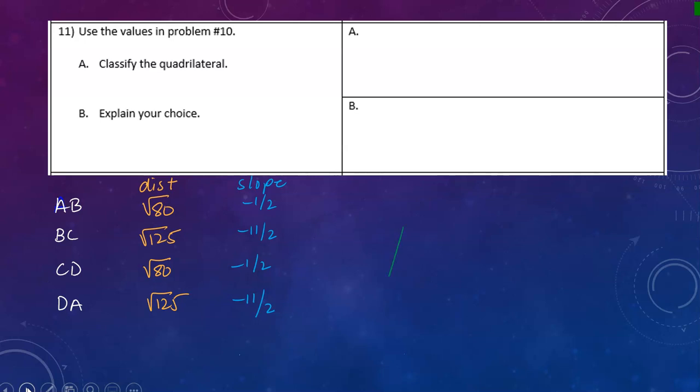So it might not be a bad idea to draw a picture, just kind of a generic quadrilateral. So I'm going to label A, B, C, D. And then my distances are the square root of 80 on the sides and the square root of 125 on the top and bottom. So I can see that those pairs of congruent sides are opposite from each other. So this tells me that I have 2 choices. It's either going to be a rectangle or a parallelogram. So those are my 2 choices based on the distances.